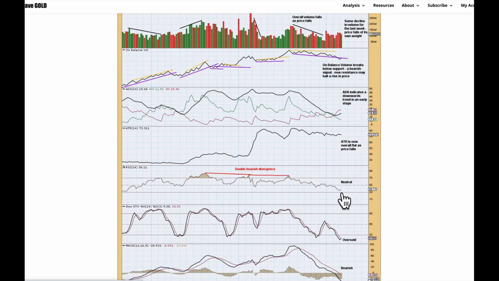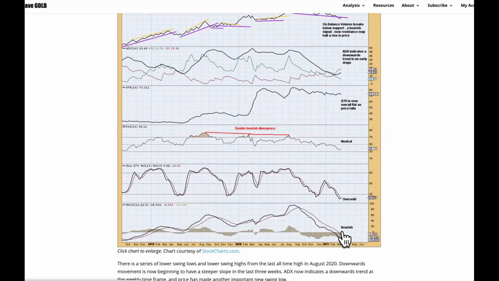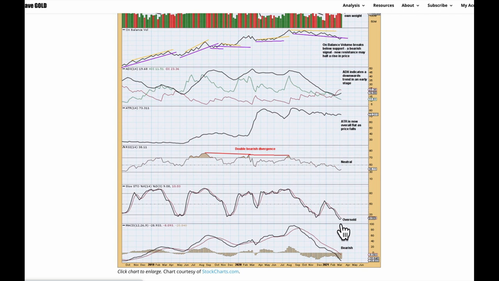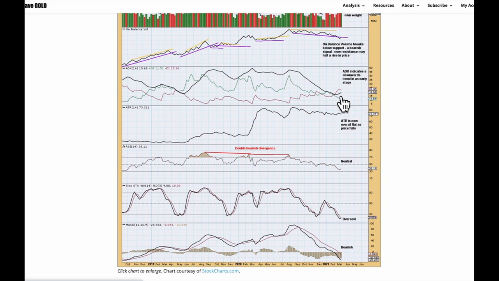RSI is in neutral territory still. Stochastics oversold and MACD bearish. When this market trends, stochastics can remain oversold for a fair while because ADX indicates a trend. We don't use stochastics, we use RSI, so there's still room for price to fall at the weekly chart level before RSI reaches extreme and ADX is nowhere near extreme. There's a long way for this trend at this time frame to go.